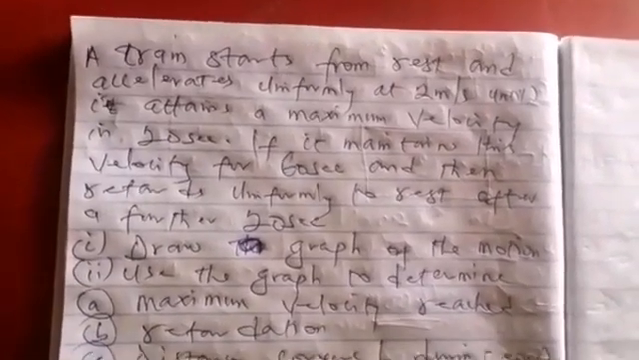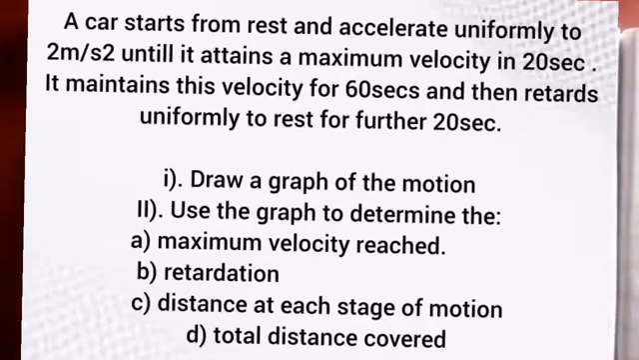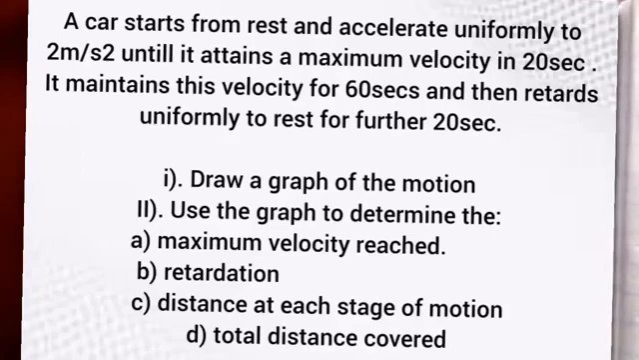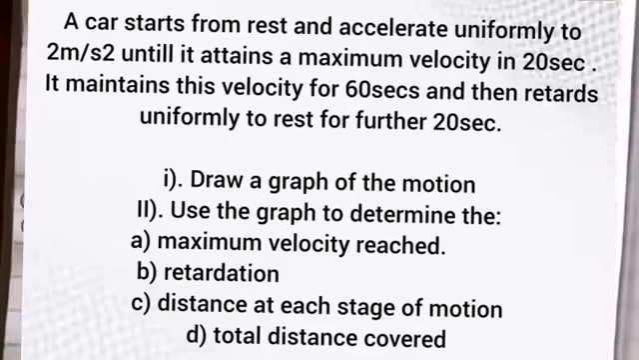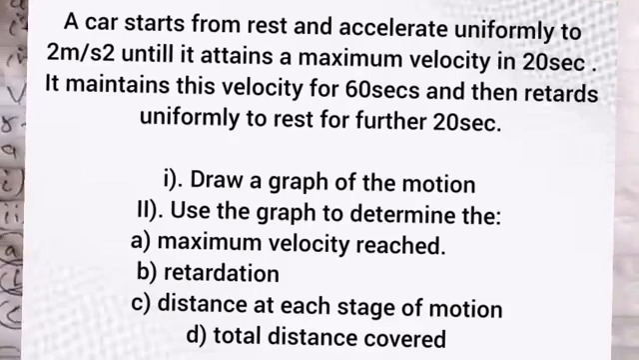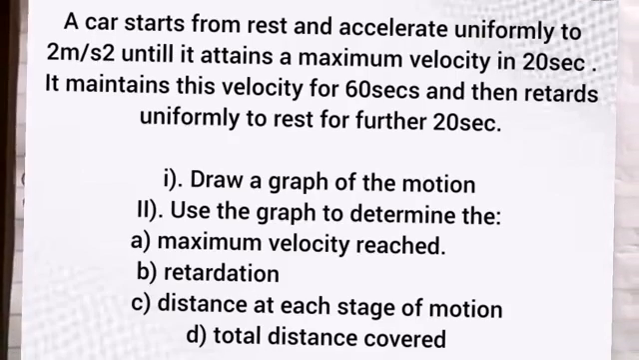Now we have a problem which says a train starts from rest and accelerates uniformly at 2 meters per second squared until it attains a maximum velocity in 20 seconds. If it maintains this velocity for 60 seconds and then returns uniformly to rest after a further 20 seconds.